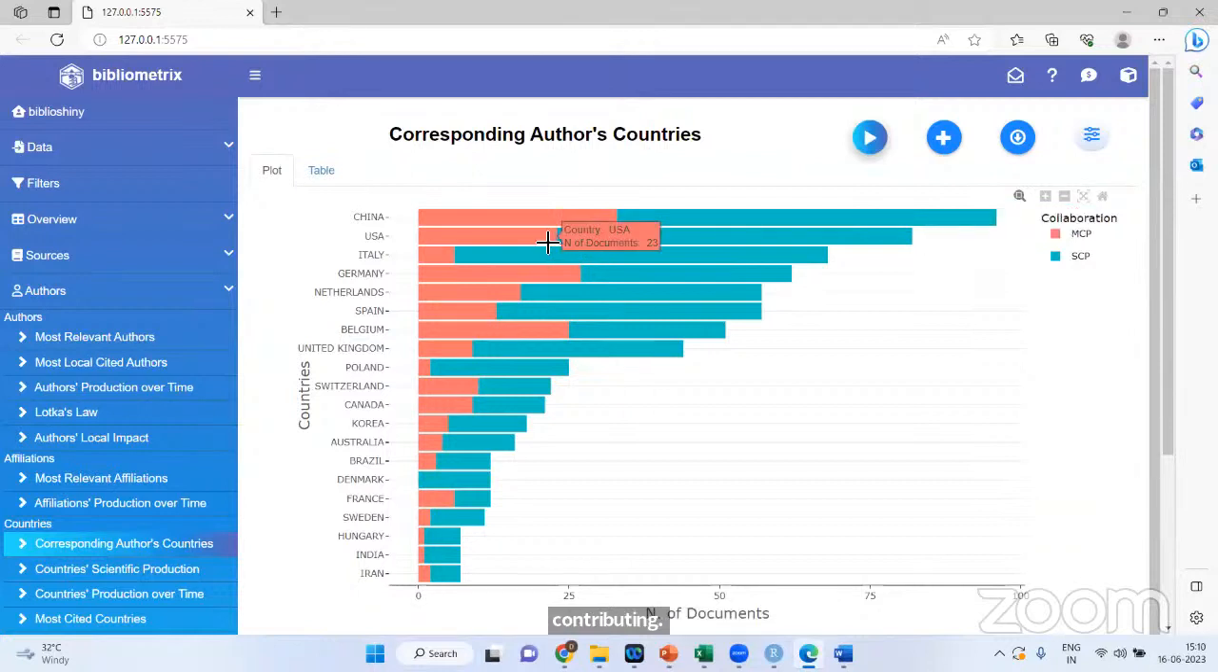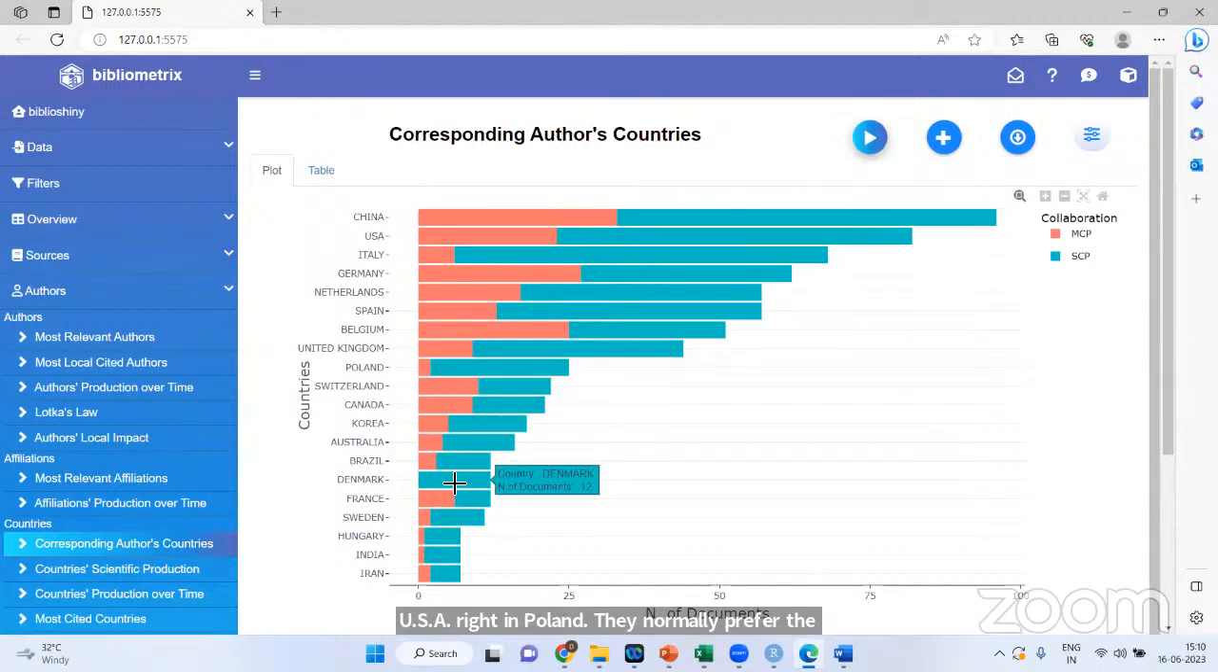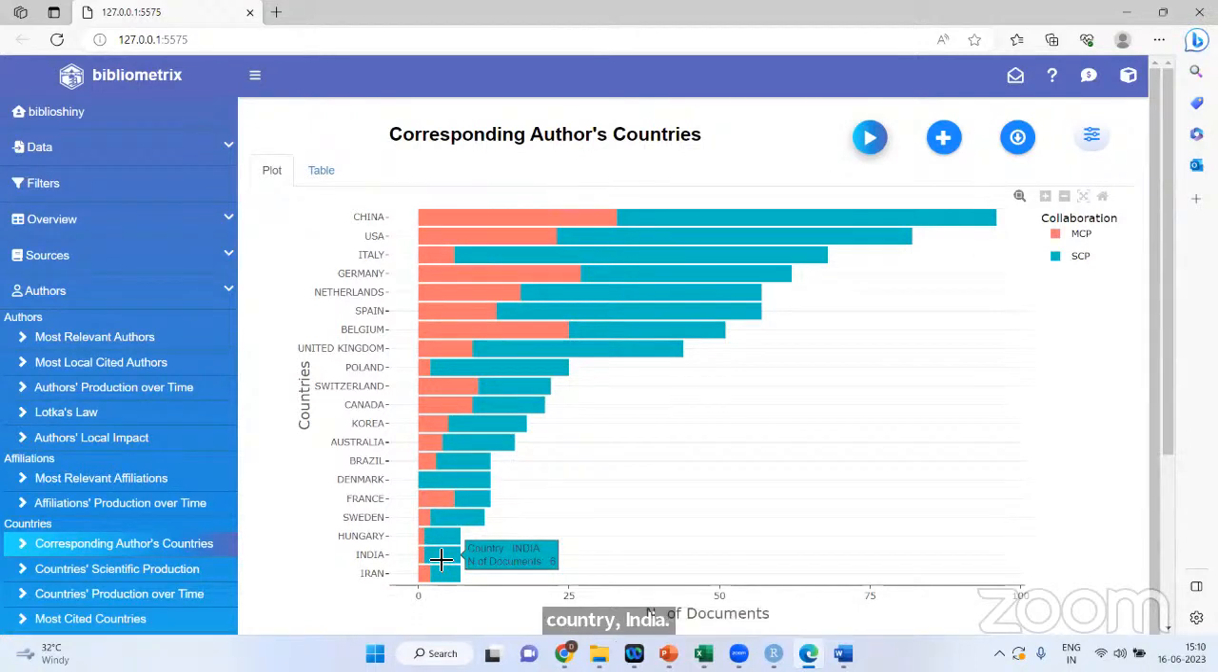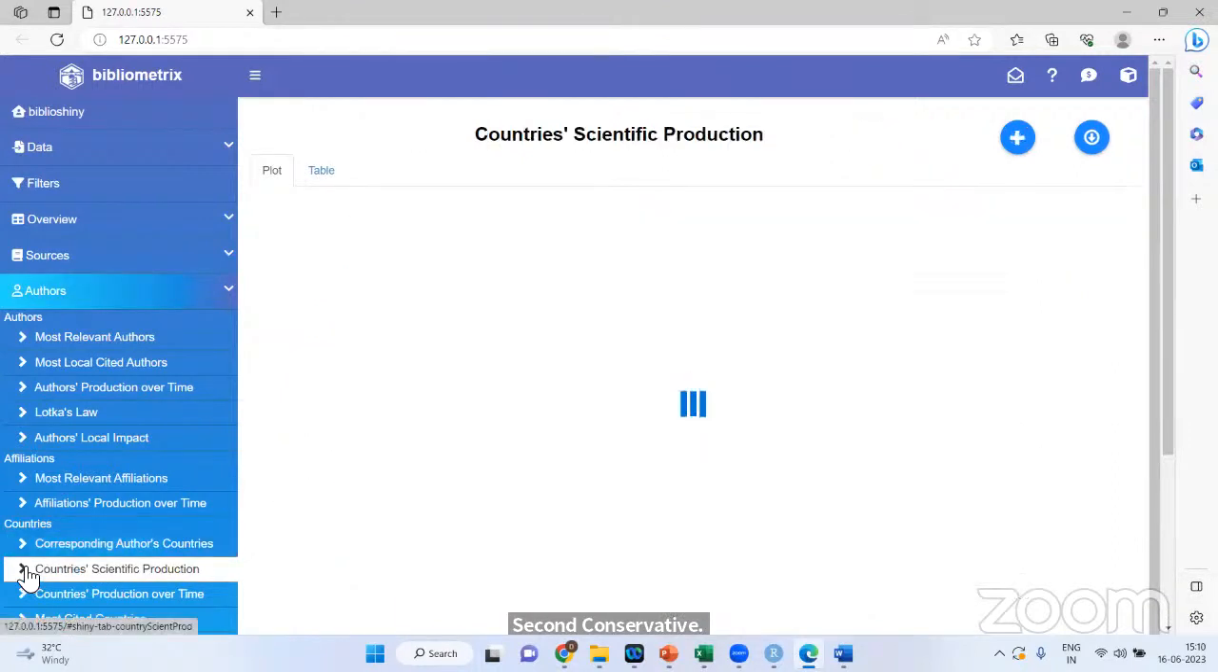USA, right? In Poland, they normally prefer to remain second contributing. Denmark, second contributing country. India, second contributing country. Country's scientific production.